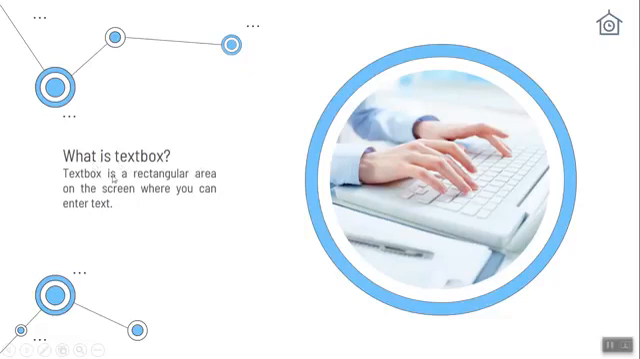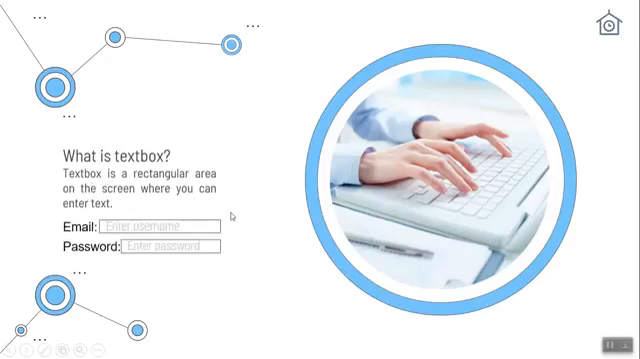So what is a text box? A text box is a rectangular area on the screen where you can enter text. Say, for example, in Facebook, most of you have already logged in to Facebook or any other social media accounts. The website asks you for an email and password. The rectangular area where you type in your email or password is called a text box.